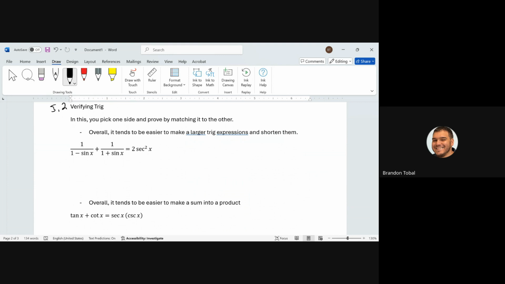So who knows? Overall, it tends to be easier to make a larger trig expression smaller. Again, these are strategies. Overall, it's easier to make the bigger thing into the smaller thing. So in this case, I'm going to work on the left side. I have two fractions here. In order to add a fraction, what do I need to do? Good. So this guy needs a 1 plus sine x on both the top and the bottom. And this guy on the right, he already has a 1 plus sine x. So he's going to need a 1 minus sine x, both on top and bottom.